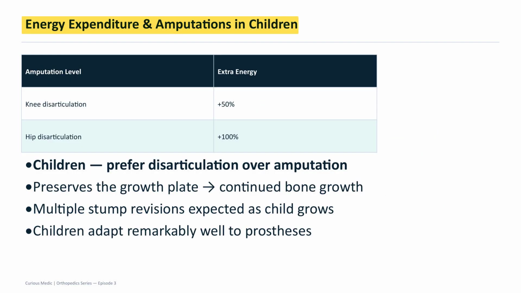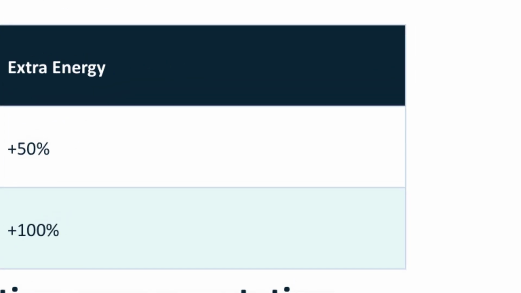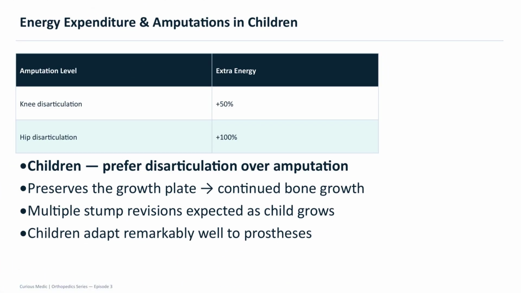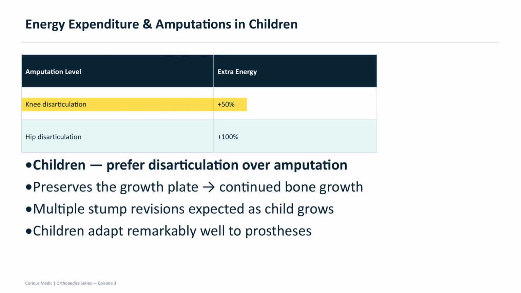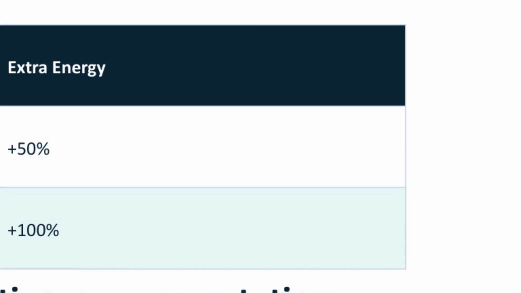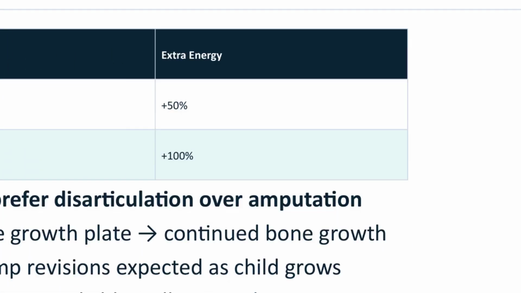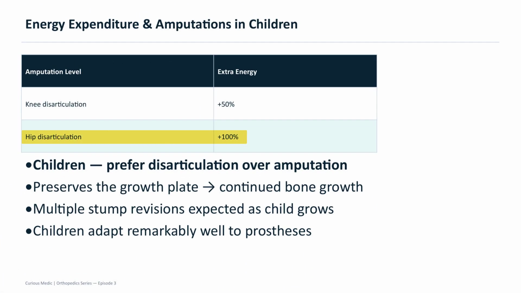Now, why does limb length matter so much? The answer is energy expenditure. Every centimeter of limb you preserve is energy the patient saves for daily activity. At the level of knee disarticulation, the patient expends approximately 50% more energy to walk than a person with a normal limb. At the level of hip disarticulation, the extra energy required doubles, 100% more.